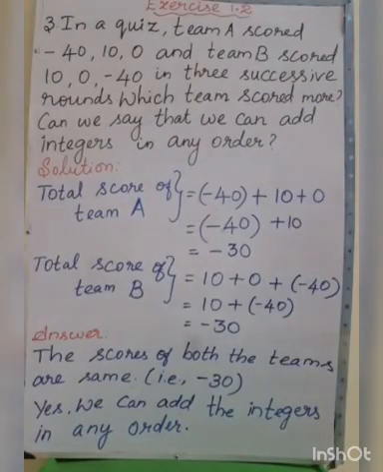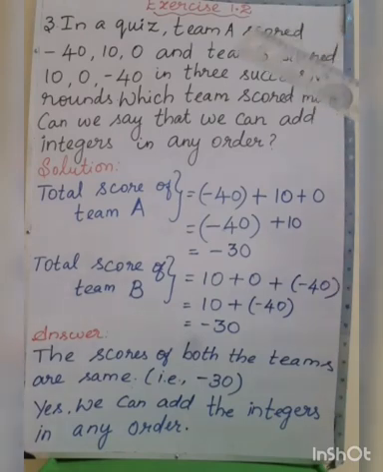In a quiz, team A scores minus 40, 10 and 0, and team B scores 10, 0 and minus 40 in 3 successive rounds. Successive means next round. Which team scored more? And can we say that we can add integers in any order? Two questions in the sum.